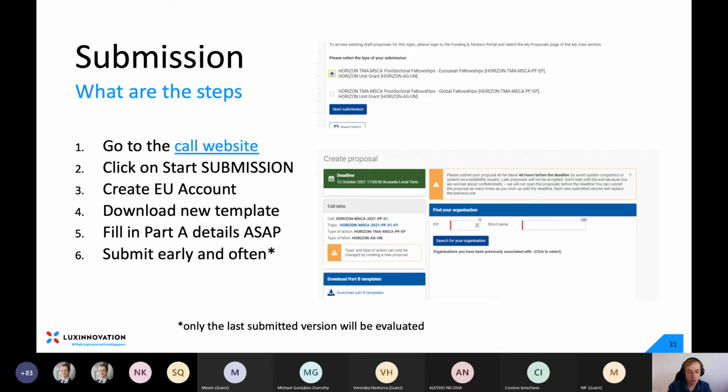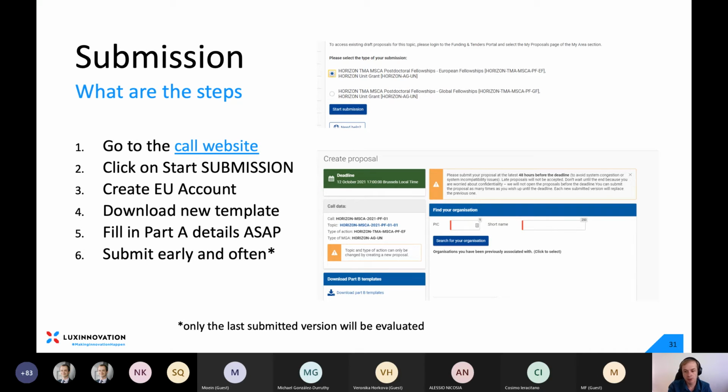And then they ask you to create an account, which can be done very fast. So you as an applicant can do the account, and your host at some point will do the account as well. And then you get to this page that you see down on the right side. And there is a part that's called Download Part B Templates. So that's the part where you can download your template and the Word document. The Part A you will fill out online on this website.